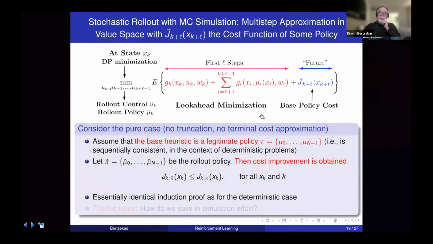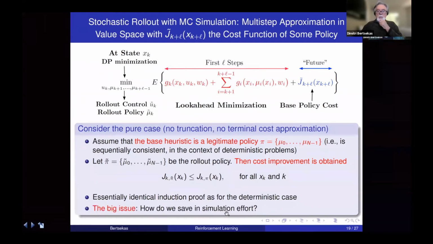Also, this approximation, this value, is not going to be exact because of simulation error. So in practice, this cost improvement property holds within some error bound, which is not easy to calculate.